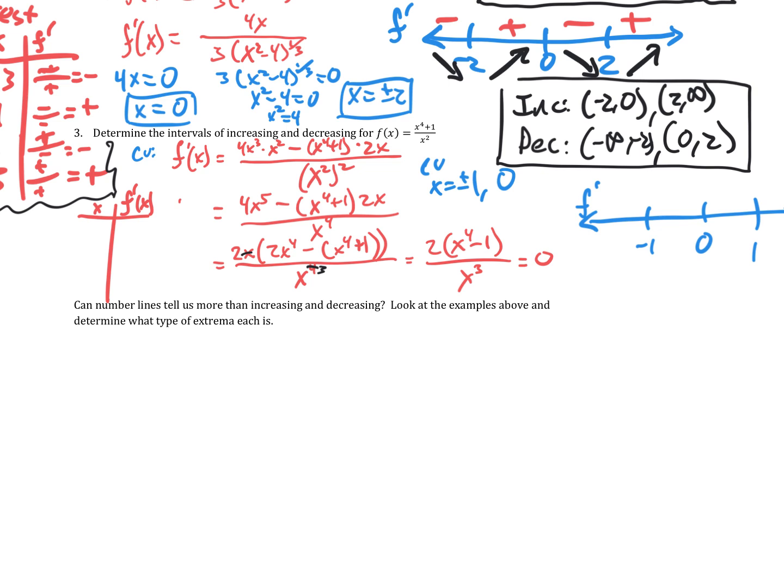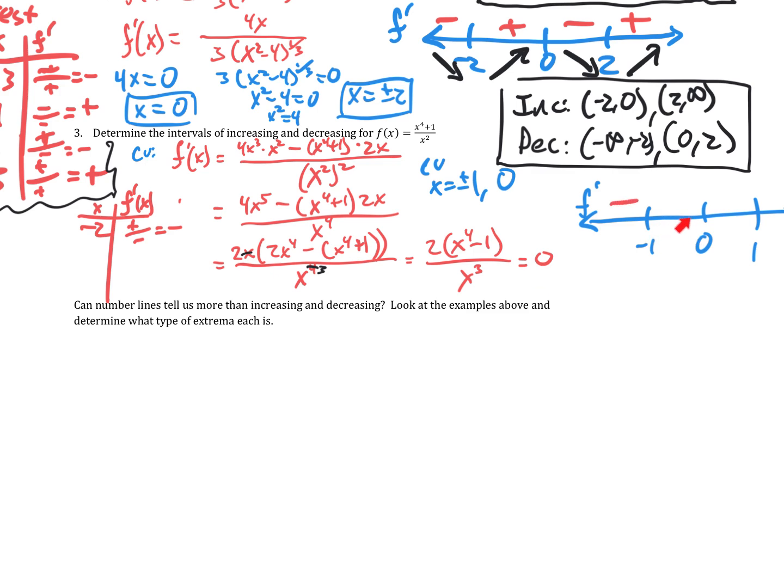So if we plug in something to the left of -1, that's something like -2. All right, so if you plug in -2, you're going to get on top -2 to the fourth minus 1. That's going to be 4 minus 1. That's positive. Okay, so we get positive on top. Plug in -2 on bottom, we'll get negative because -2 cubed is negative. And so that's a negative number.